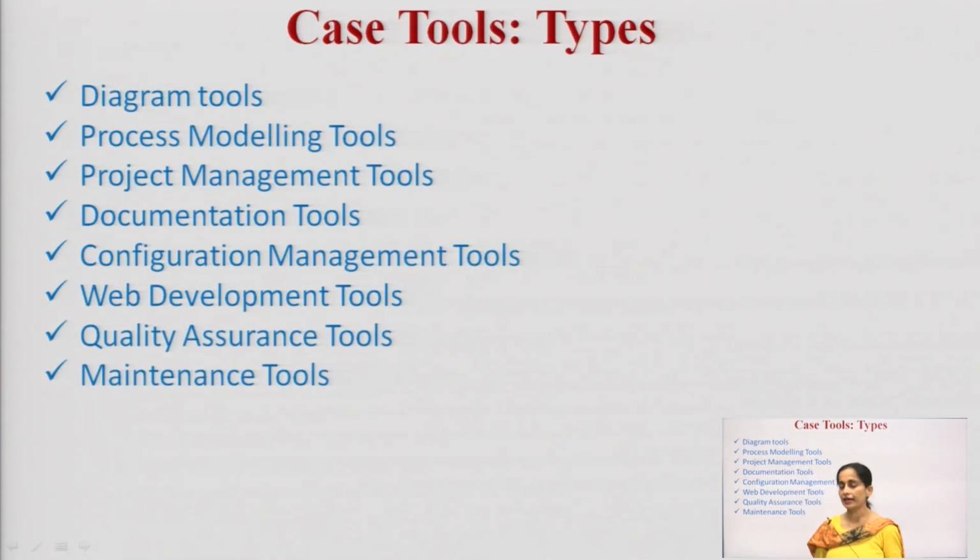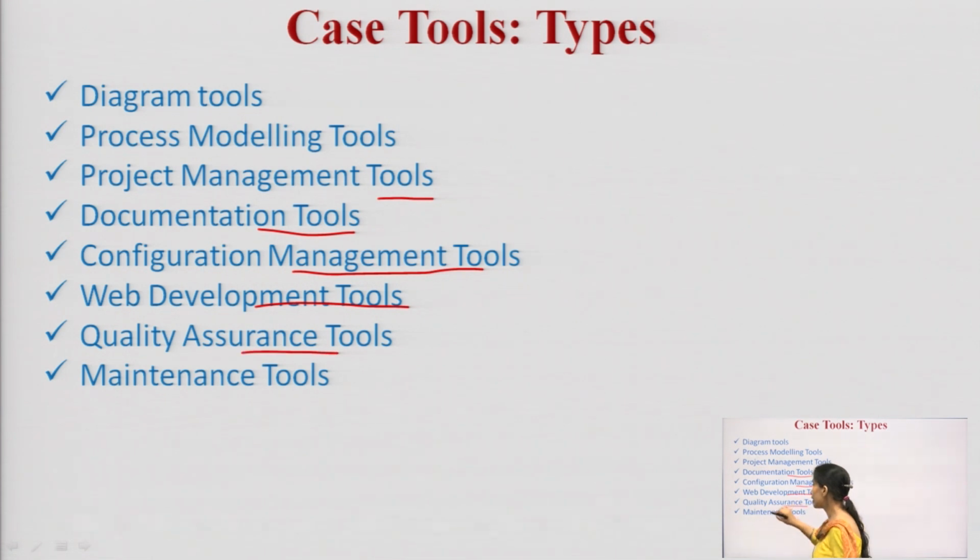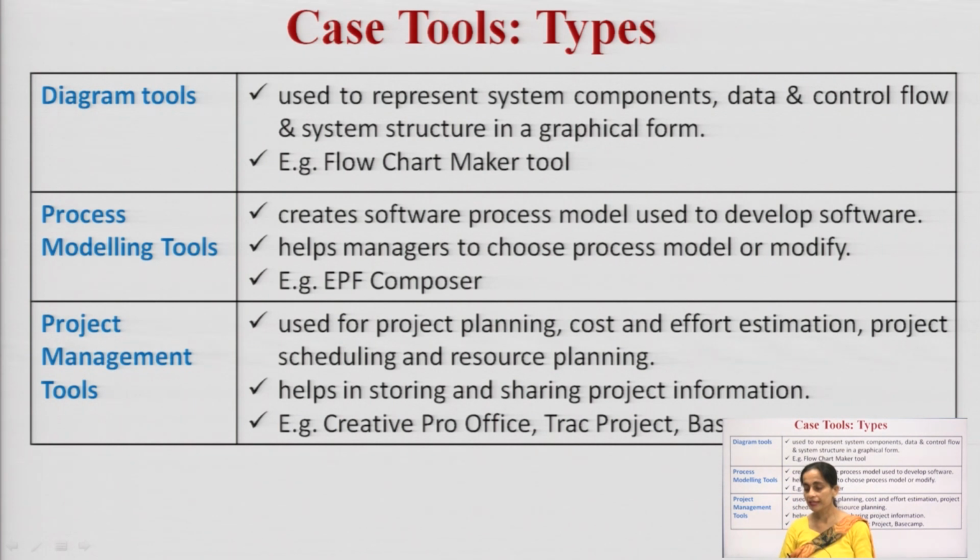These are the different types of CASE tools: diagram tools, process modeling tools, project management tools, documentation tools, configuration management tools, web development tools, quality assurance and maintenance tools. Let us discuss them one by one. Diagram tools are used to represent the system components, the data and control flow, and the system structure in a graphical form.